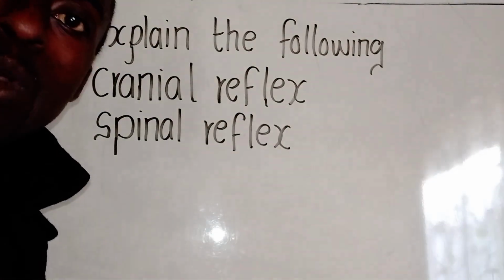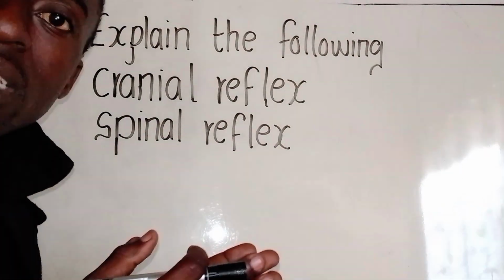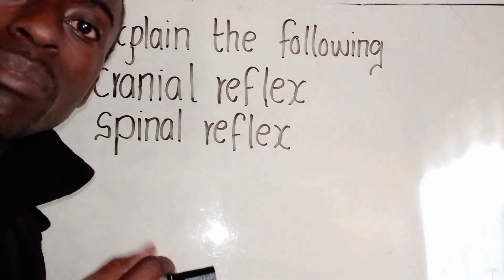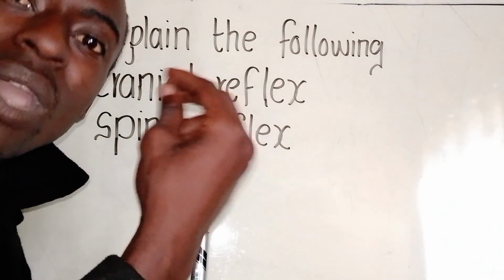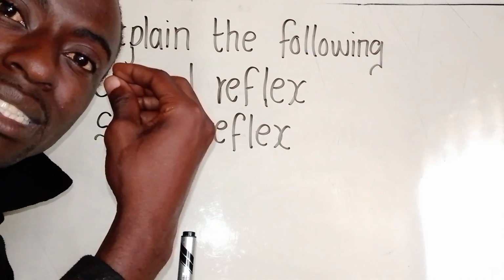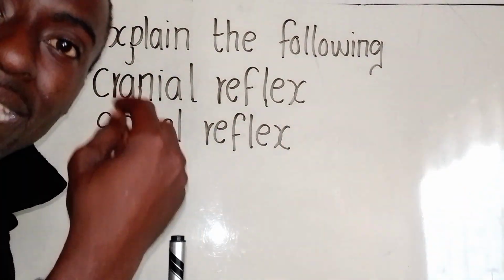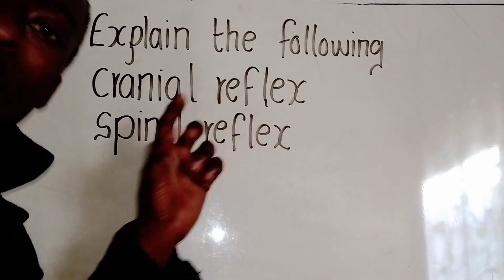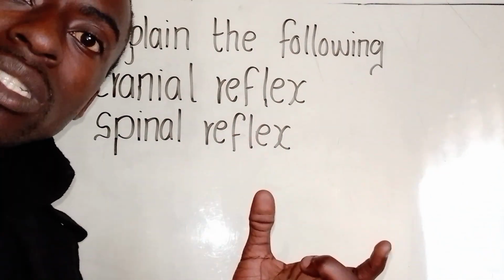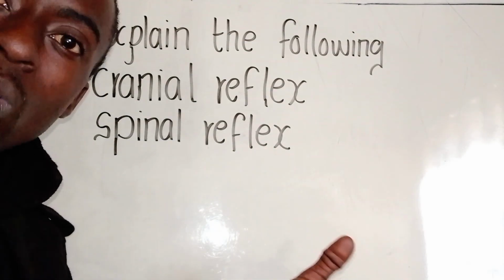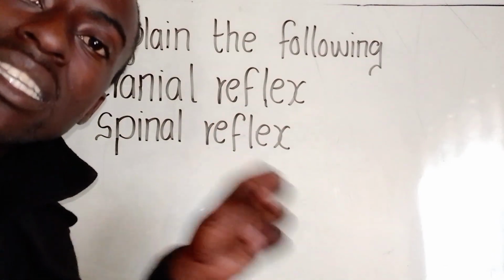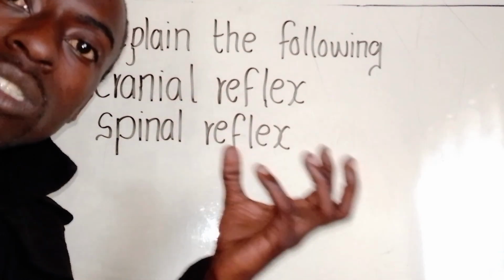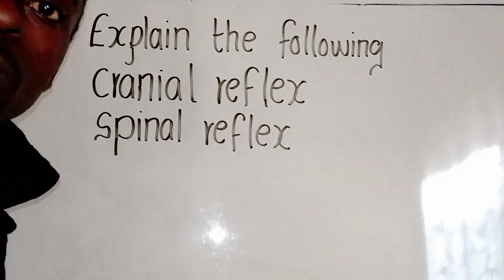A good example of this cranial reflex is blinking. Blinking simply means closing the eye when an object moves towards the eye. So blinking is an example of a cranial reflex. When we say electric impulse, it is just a signal, a signal which signifies the information about the object which is moving towards the eye.